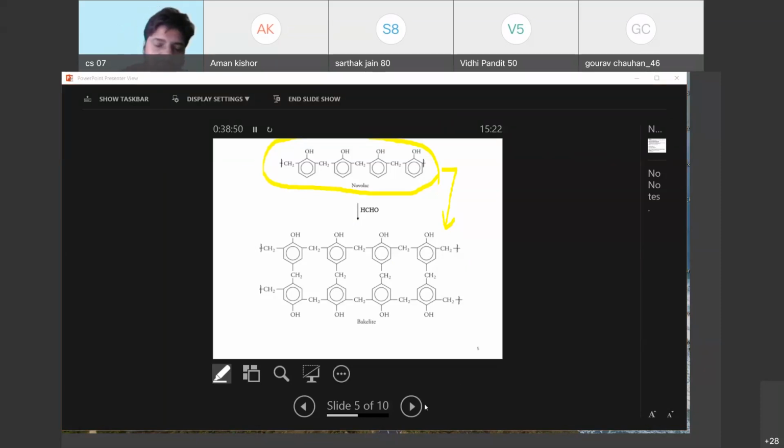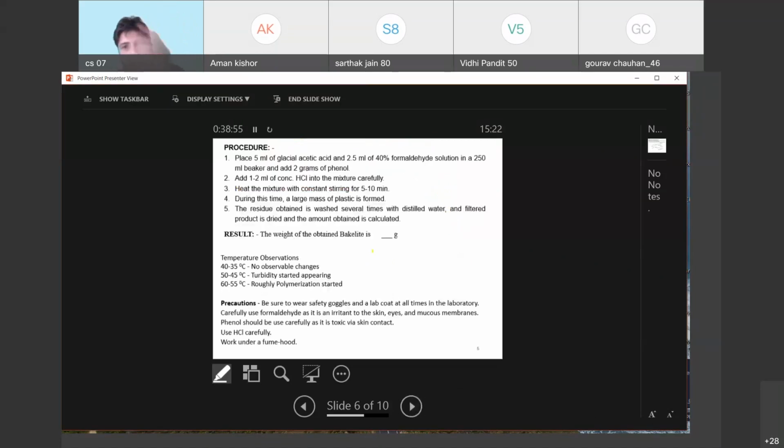So now we will see how we can synthesize this Bakelite in the laboratory. So for the synthesis of Bakelite, it's a very easy synthesis, okay. What we have to do, okay, one thing I am missing here, requirement, you can write yourself. What you need: glacial acetic acid, 40% formaldehyde, concentrated HCl solution, okay. So that thing you can write, you need beaker, distilled water, etc. So you try to write the requirement yourself.